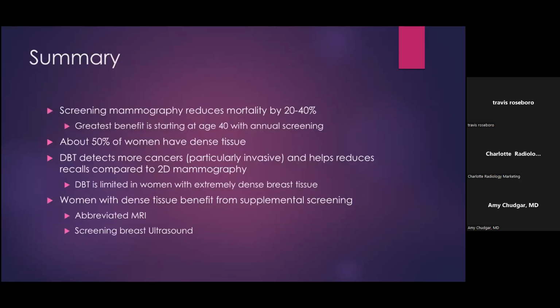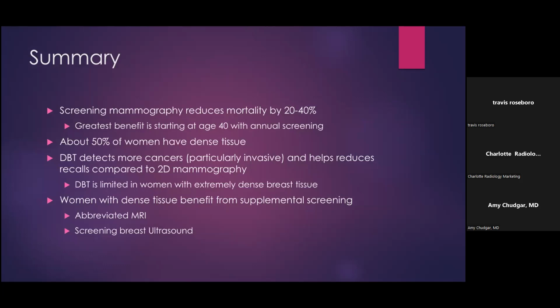So just kind of some of our main points here. Screening mammography reduces mortality by 20 to 40%. And the greatest benefit is starting at the age of 40 with annual screening. If patients have a strong family history, especially family members being diagnosed at a younger age, then we are seeing patients starting at the age of 35 or potentially even younger.